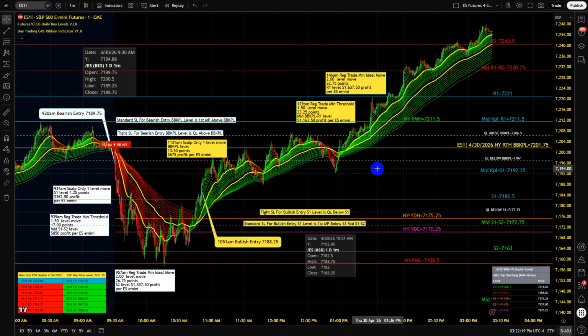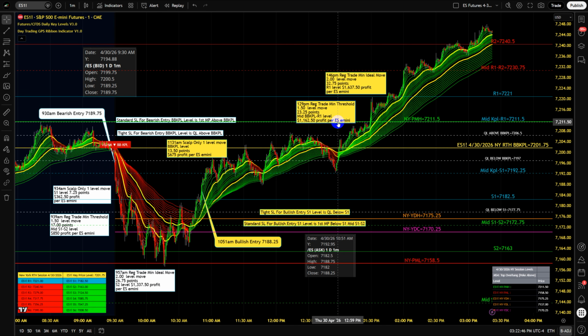There are no contextual levels before a one-level move. One-level move is from the S1, the level we're basing the trade on. Bullish trade looking up. One-level move is the BBKPL. 11:31 scalp only, one-level move BBKPL, 13.50 points from our entry. $50 a point. That's $675 profit per ES regular E-mini or per 10 micros.